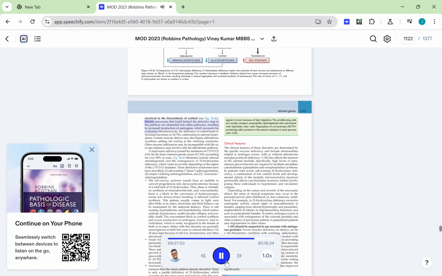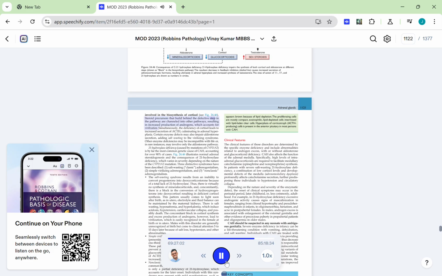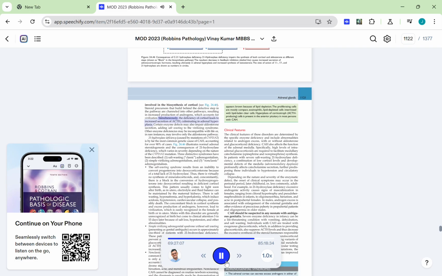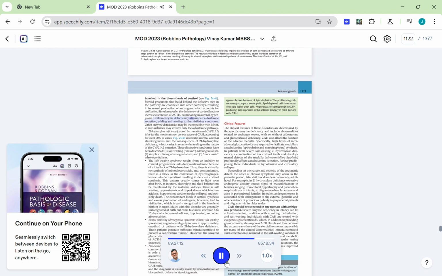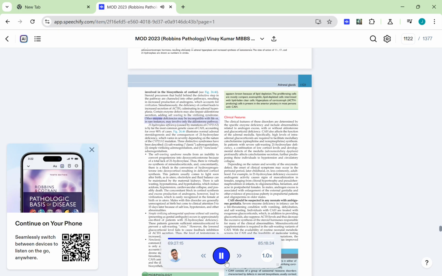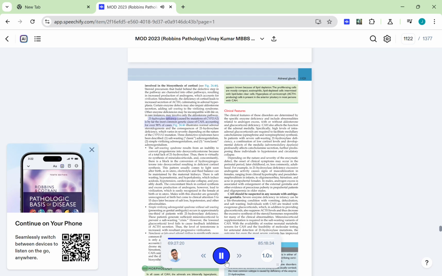biosynthesis of cortisol. Steroid precursors that build behind the defective step in the pathway are channeled into other pathways, resulting in increased production of androgens, which accounts for virilization. Simultaneously, the deficiency of cortisol leads to increased secretion of ACTH culminating in adrenal hyperplasia. Certain enzyme defects may also impair aldosterone secretion, adding salt wasting to the virilizing syndrome. Other enzyme deficiencies may be incompatible with life or, in rare instances, may involve only the aldosterone pathway. 21-hydroxylase deficiency is by far the most common genetic cause of CAH, accounting for over 90% of cases.